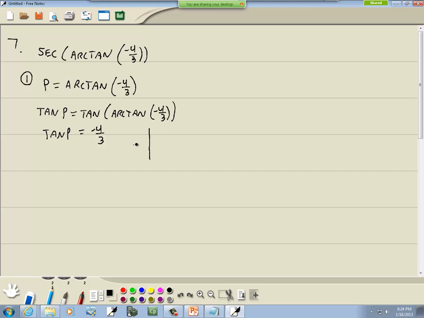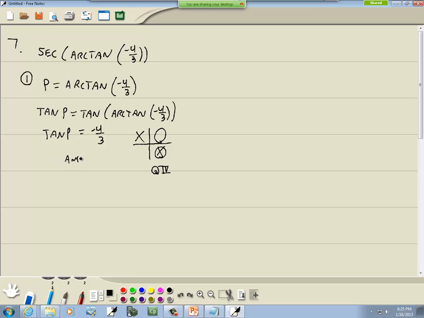And let's think our quadrants through. Arctangent is valid from negative pi over 2 to pi over 2. Now this is saying tangent is equal to a negative number. Well, tangent's y over x, and the only time you can have that equal to a negative number is when the signs are different. One's positive, one's negative. Well, signs are different in quadrant 2 and quadrant 4. So the quadrant we're dealing with is quadrant 4. Now in quadrant 4, x is positive and y is negative.